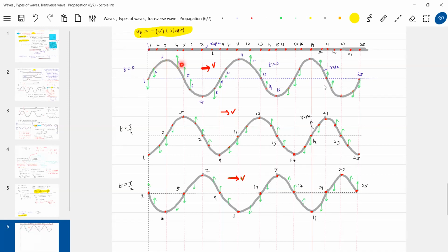Look now, on either side of mean position, how the points on a rope will be moving. These points are yet to reach upper extreme, so they'll be moving up. These points already reached upper extreme, so they're moving towards mean position. On either side of extreme point, they'll be moving opposite to each other. On either side of mean position, they'll be moving in the same direction. You see 4 and 6 moving up, 10 and 8 moving down. Just remember this formula, it's over.